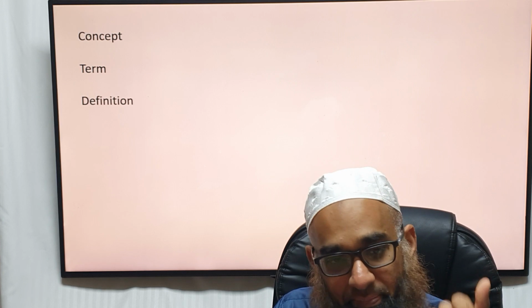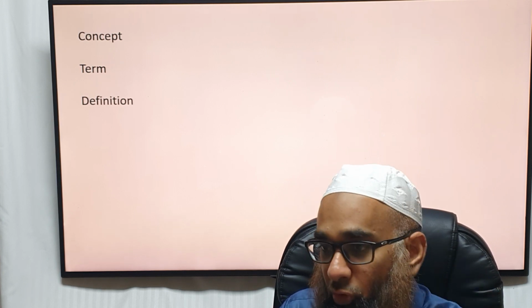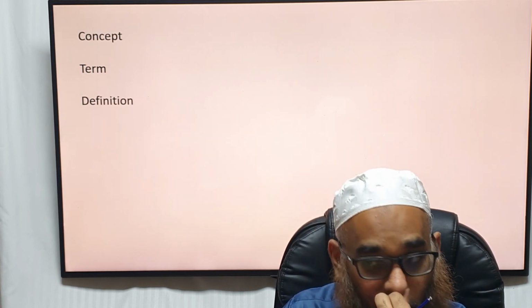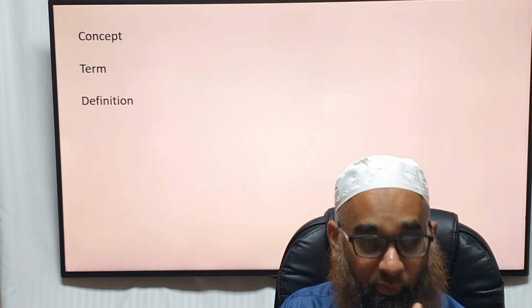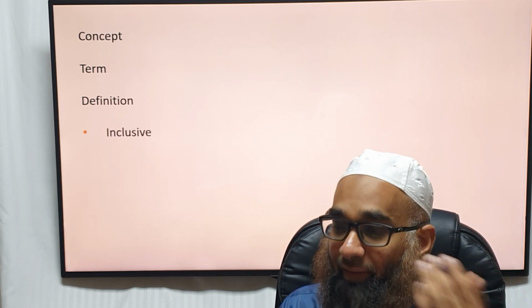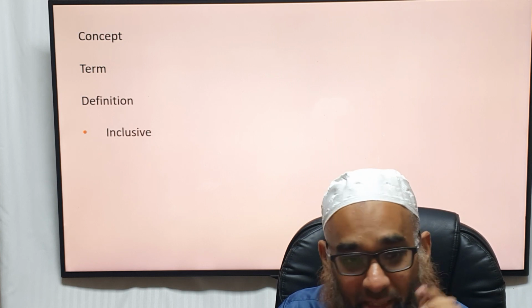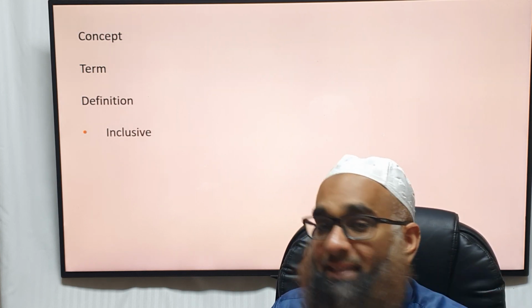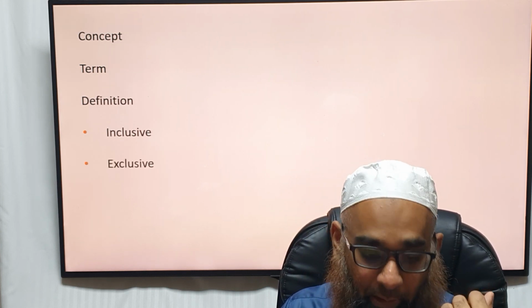Inclusive and exclusive. Inclusive means it must be jami, and it must also be mani. It shouldn't have dawr. It shouldn't have a circular definition where we just go around in circles without knowing what it is. Who's a woman? One who identifies as a woman. It goes around in circles. You can't use the same word in the definition. If not, it doesn't make sense.